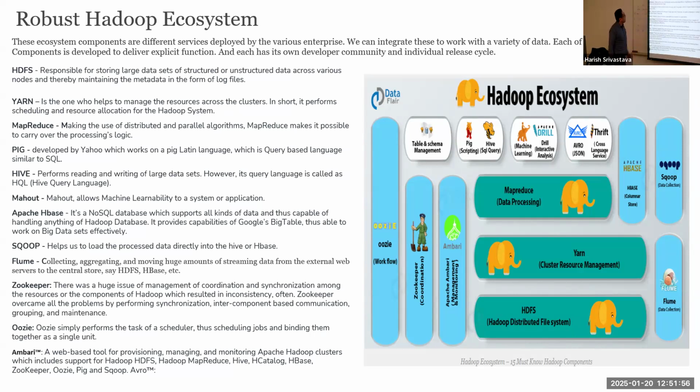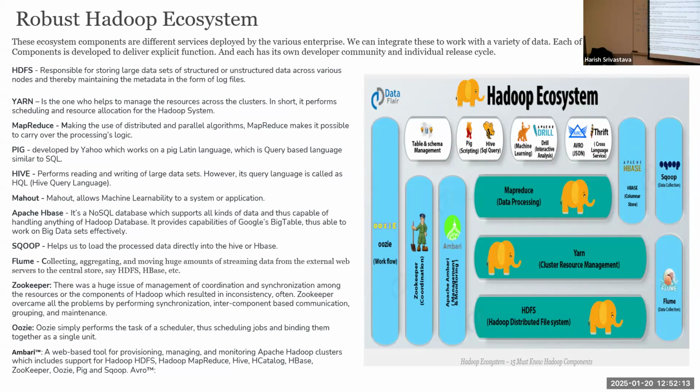MapReduce is used for making distributed parallel algorithms. MapReduce makes it possible to carry out processing logic. Now, whatever you see outside this is the Hadoop ecosystem. Okay, so we will go from here.